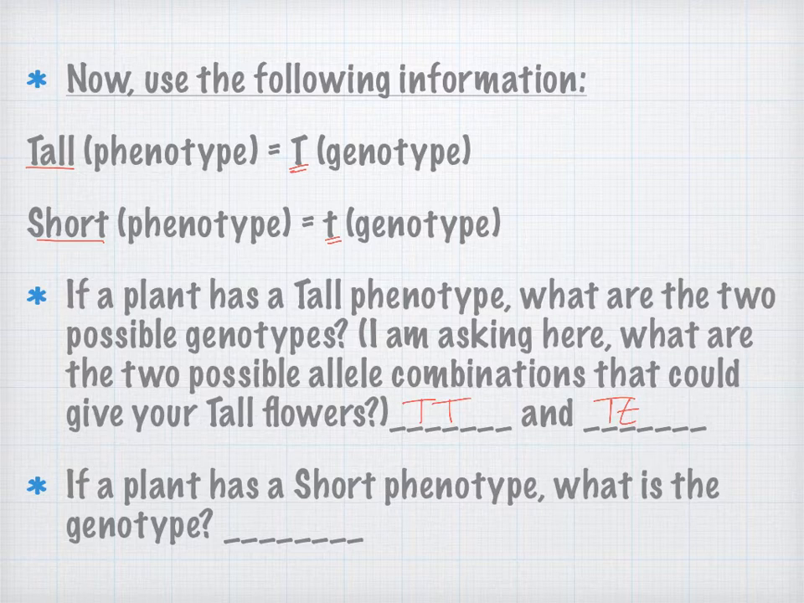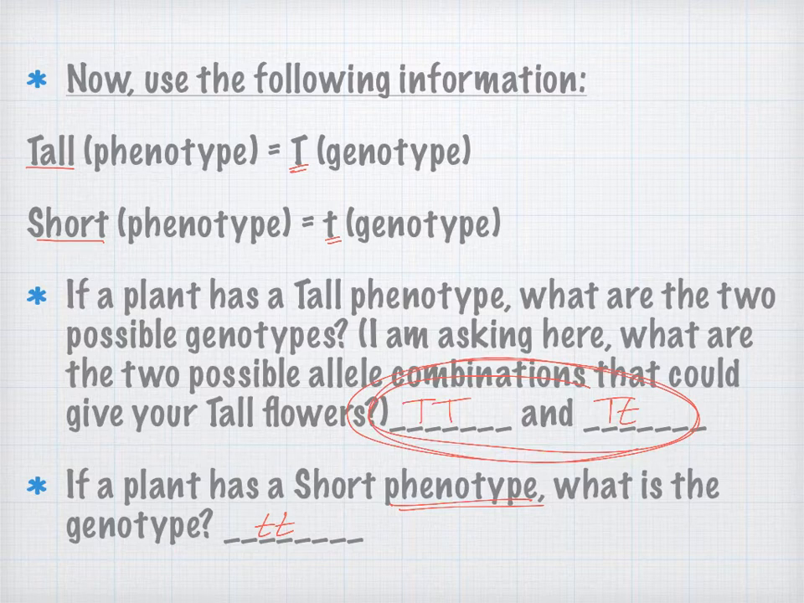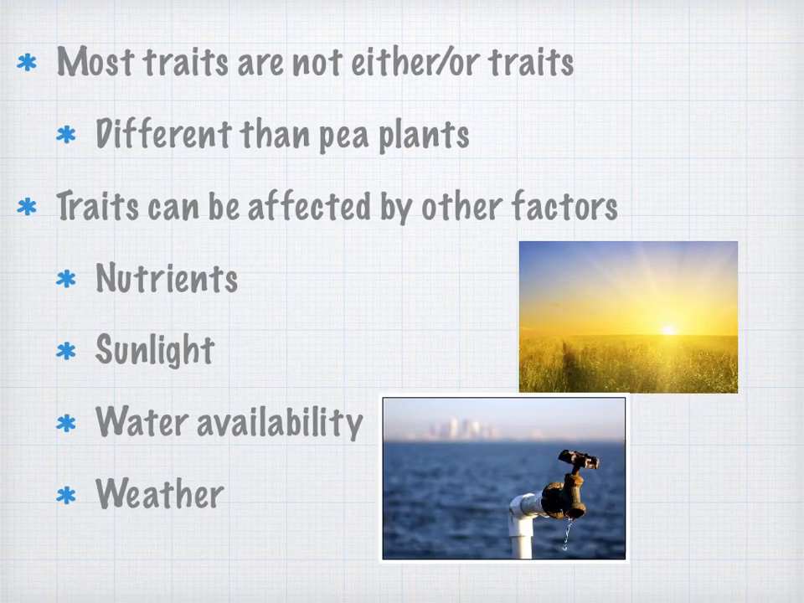If a plant has a short phenotype, the only way to get this short, or in this case recessive, phenotype would be if it is homozygous recessive, so little t, little t. Tall plants would have two genotypes to produce the tall plant, and short plants would have one genotype to produce the short phenotype, which would be little t, little t. Most traits are not either or traits.